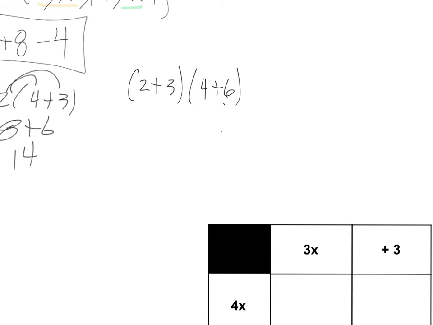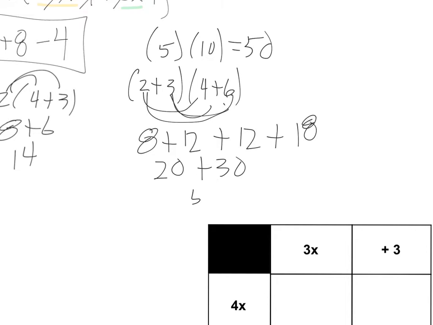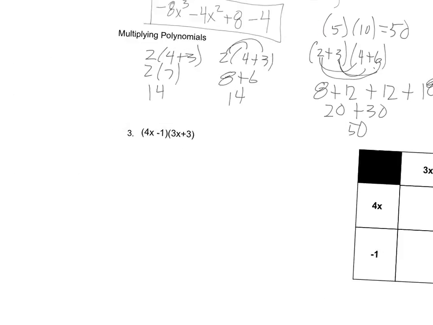2 plus 3 is 5, and then 5 times 10 is 50. So let's go 2 times both of those, which would be 8, plus 2 times 6 is 12. And then I add it to 3 times 4, which is 12, plus 3 times 6, which is 18. And we get a 20 here, plus a 30, and that gives us 50. So that gives a little mathematical reasoning for why we distribute.